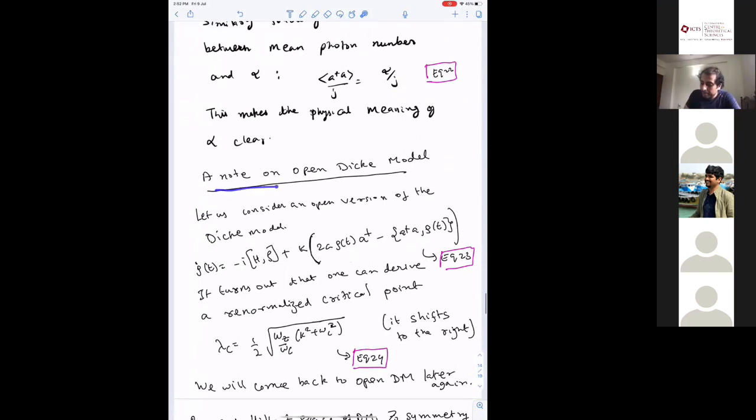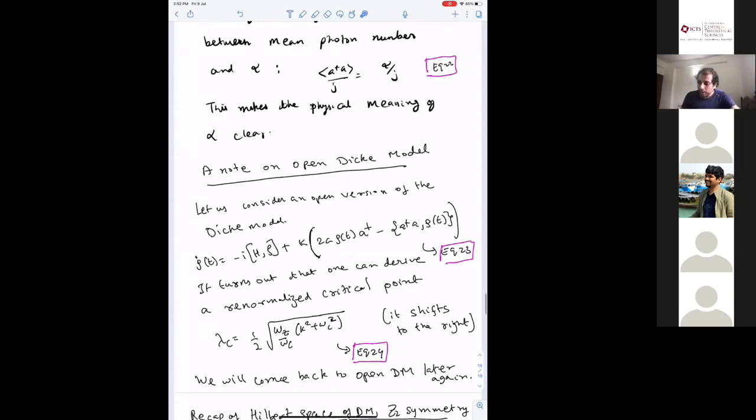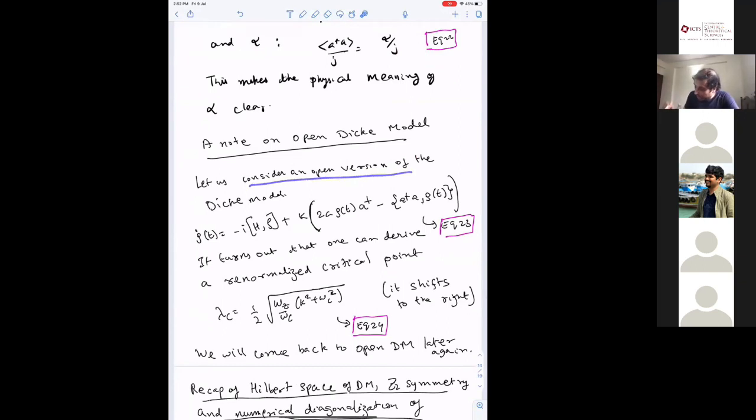Now let me make some notes on the open Dicke model. Till now, it is a completely closed Dicke model, no dissipation, nothing. An open version of this Dicke model is basically the usual thing plus this kappa term, and notice that this is basically of Lindblad form. This is the open Dicke model.